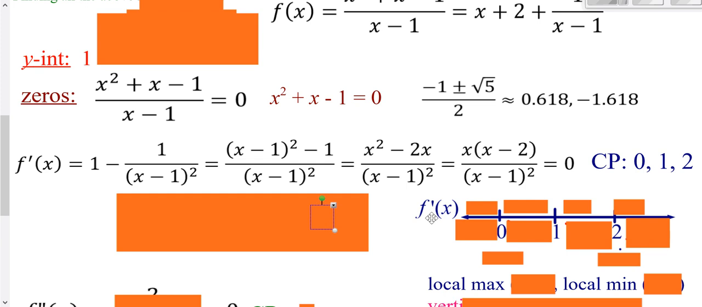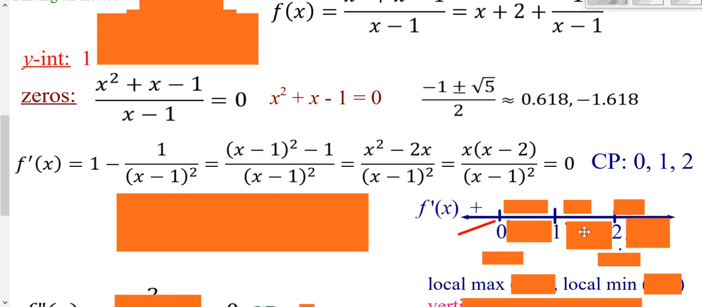This is from your first derivative. Make sure you have it labeled as your first derivative. Try a number to the left of 0, like negative 1. Plug a negative 1 here, negative 1 here. You get a negative times a negative on top, which is positive, over something squared on the bottom, which you know is positive. So you get a positive, so you know your original function would be increasing.